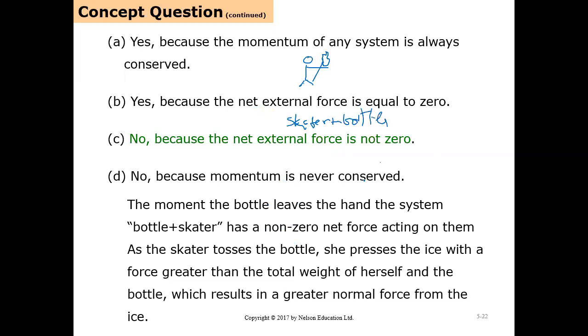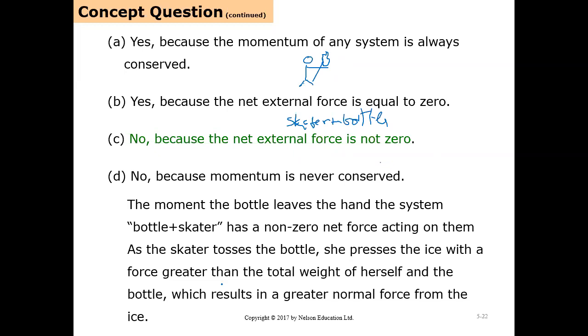Any force between the bottle and the skater is internal, because the bottle is part of the system and the man is part of the system. So any force between the bottle and the skater is internal. If there is a force coming from outside, acting on either the skater or the bottle, it is external. So the weight of the bottle is external.